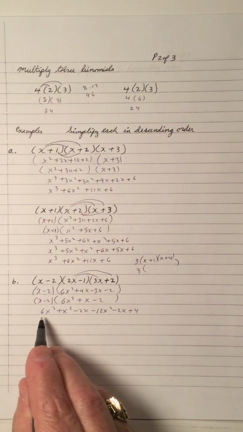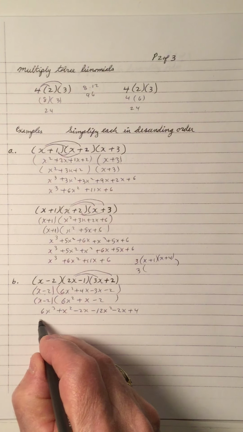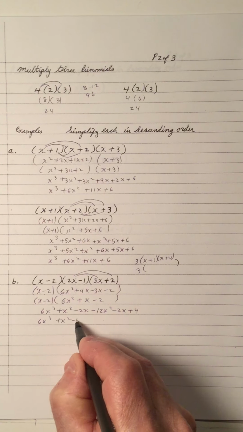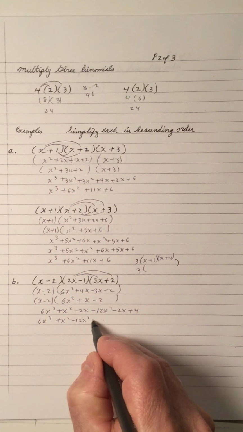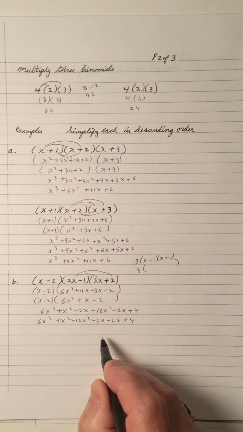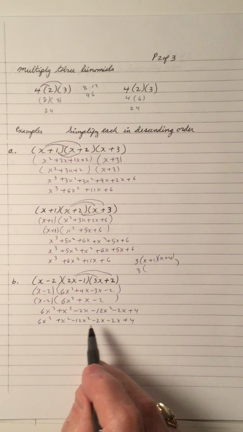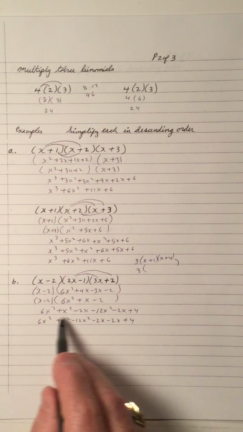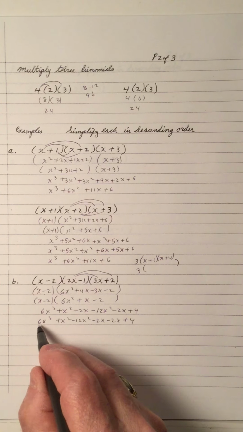And I have to arrange them in descending order. So I got a 6x cubed. x squareds are coming next. The x's are coming next. And then the constant. Notice descending order: the 3's, the 2's, the 1's in terms of the exponents, powers. And when you move these around, don't change the signs.